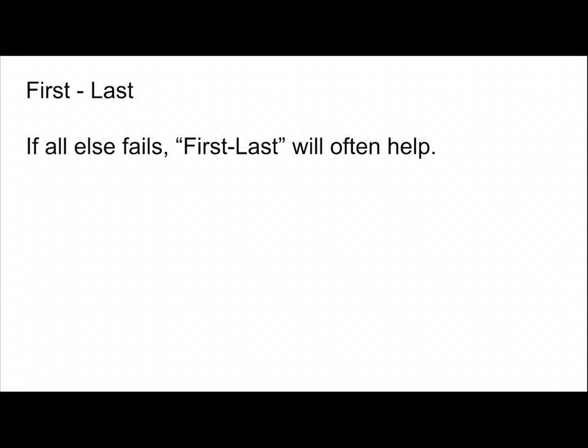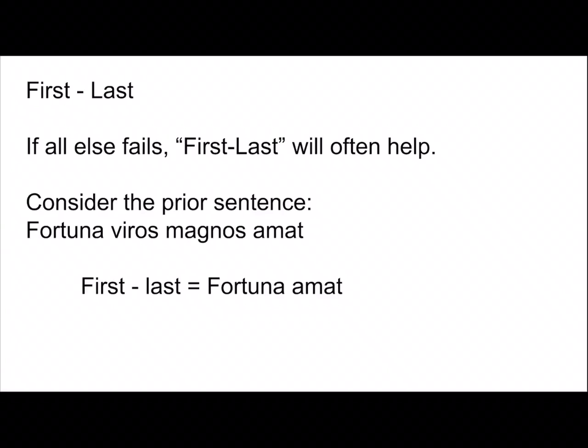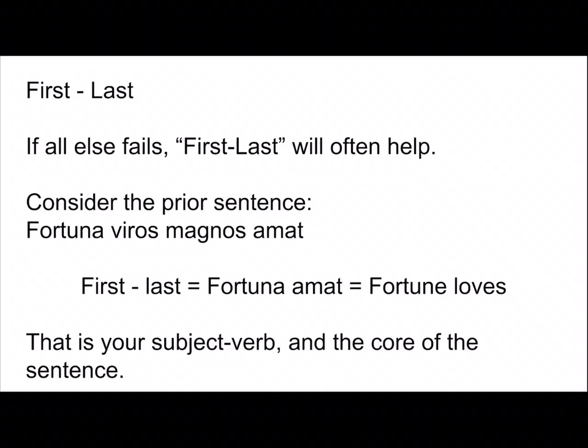One little trick, one little cheat is oftentimes first last. The subject is often going to be first, the verb is going to be last. For example, look at Fortuna viros magnos amat. First last. Fortuna amat. Fortune loves. That right there is the core of the sentence. That is your subject verb.